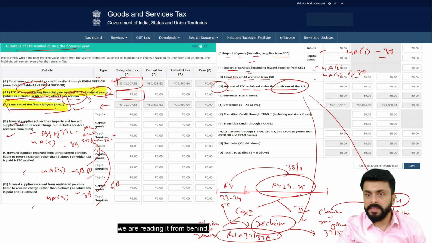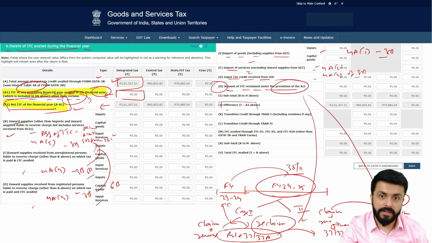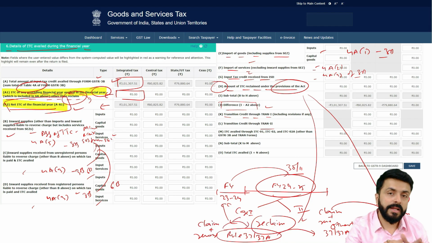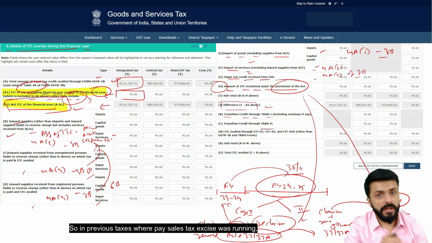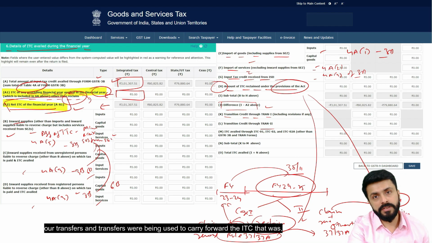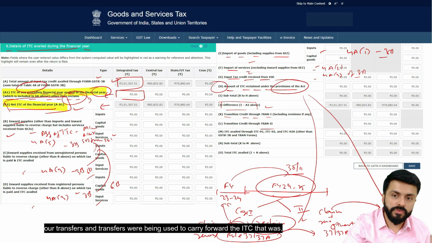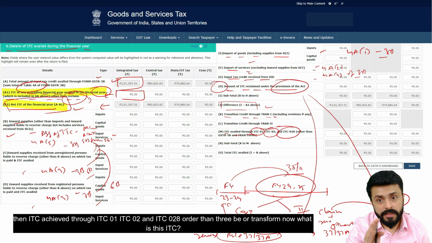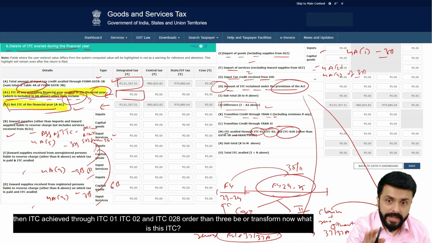We are reading it from behind. Here our difference will come. Transition credit through TRAN-1 or TRAN-2 was coming when GST was implemented. So in previous taxes where sales tax and excise were running, TRAN-1 and TRAN-2 were being used to carry forward the ITC that was eligible from there. Then ITC achieved through ITC-01, ITC-02 and ITC-02A, then 3B or TRAN.